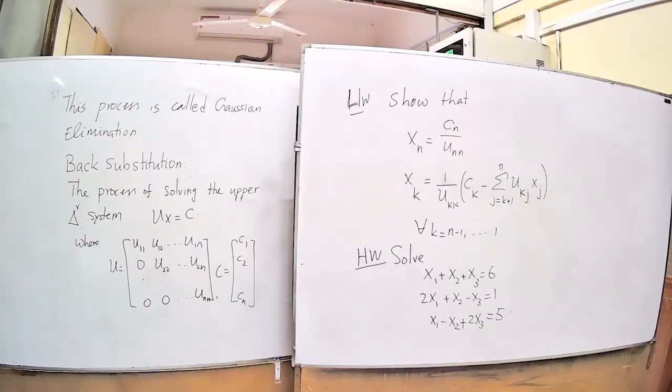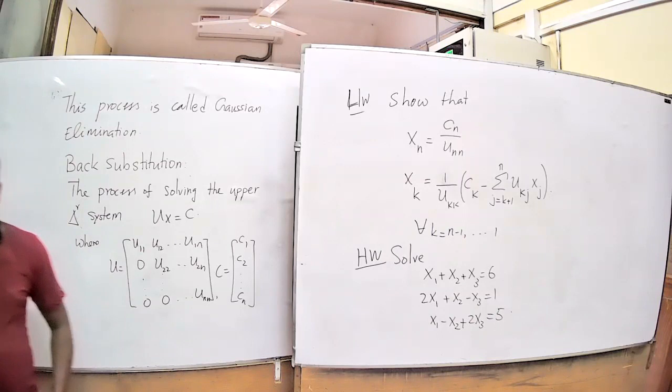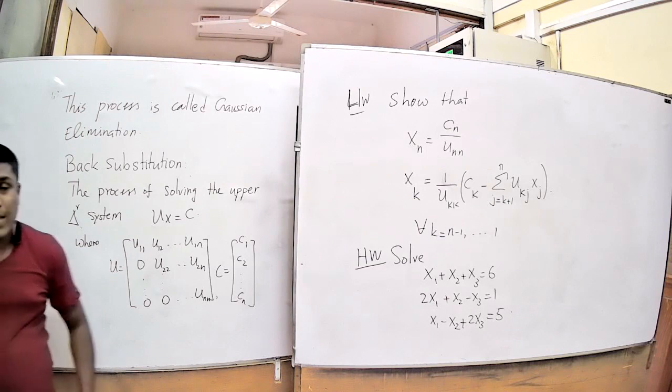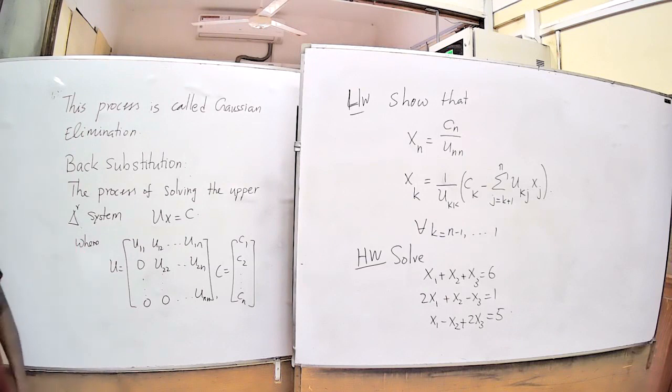From this example, I'm going to show you another version of Gaussian elimination in the next class, that is factorizing the matrix into a form LU, where L is a lower triangular matrix and U is an upper triangular matrix. That is called LU factorization of the coefficient matrix A. So we will stop here and talk about LU factorization of the matrix A in the next class.